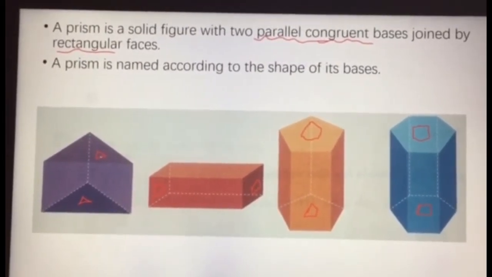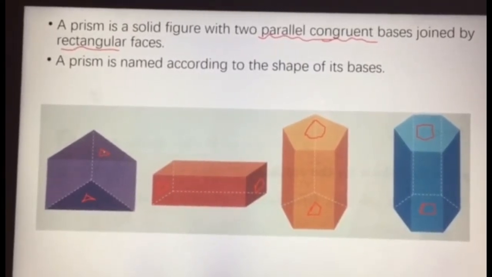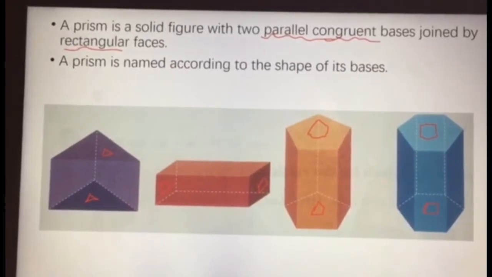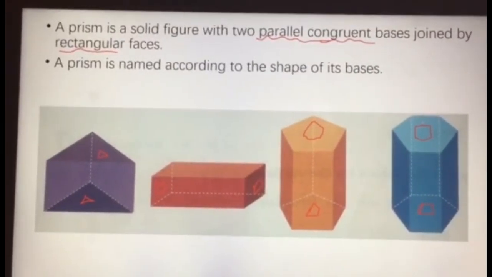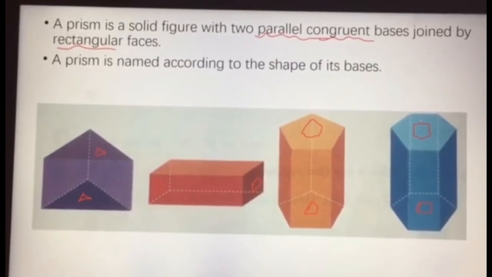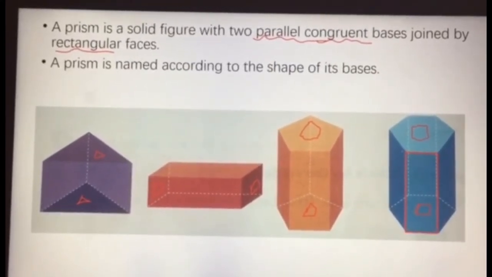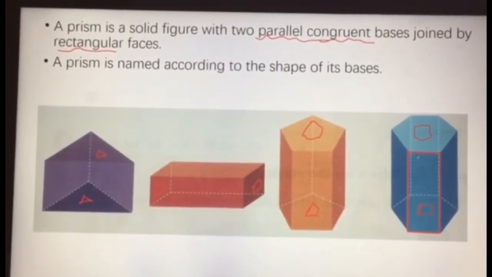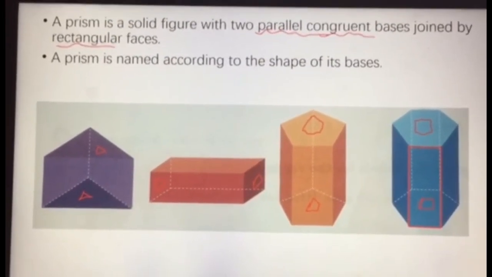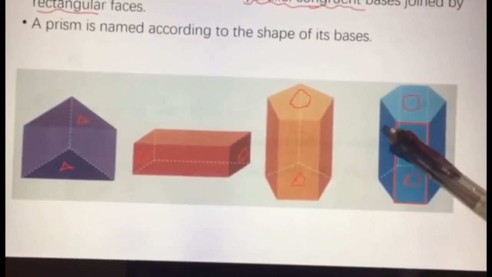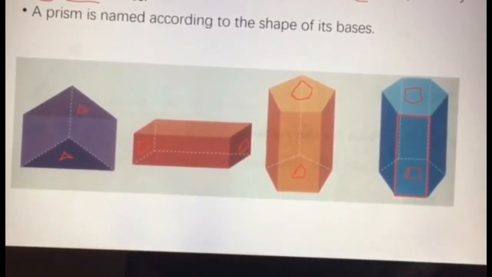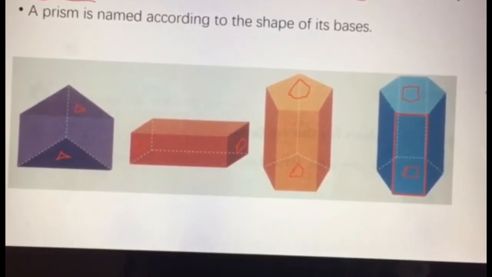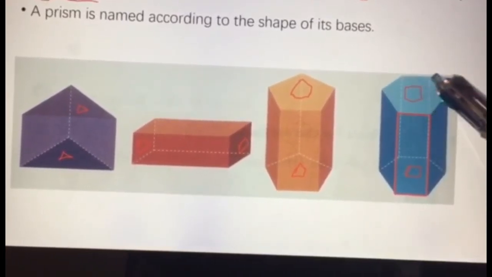So first of all, we know that a prism has two bases. These two bases can be a triangle, a square, a pentagon, or a hexagon. And these two bases are parallel and congruent, and they are joined by rectangular faces. So in this figure, these two bases are joined by rectangular faces like this. Here's one, and there's one at the side too. So there's another rectangle. There's another rectangle. There's one at the back. There's one here. So it's joined by 1, 2, 3, 4, 5, 6 rectangles.